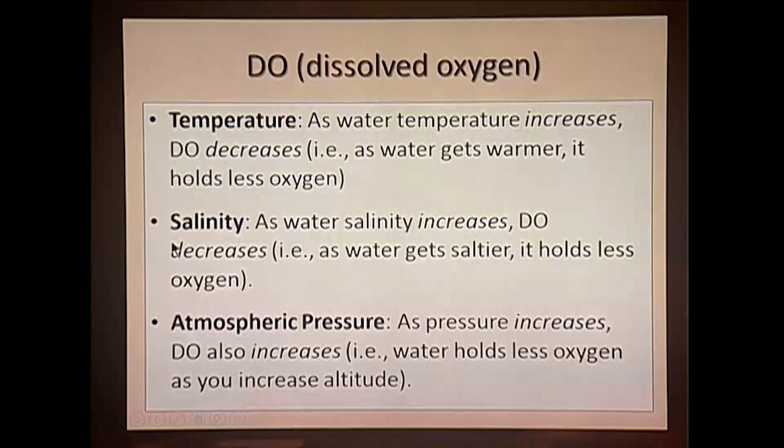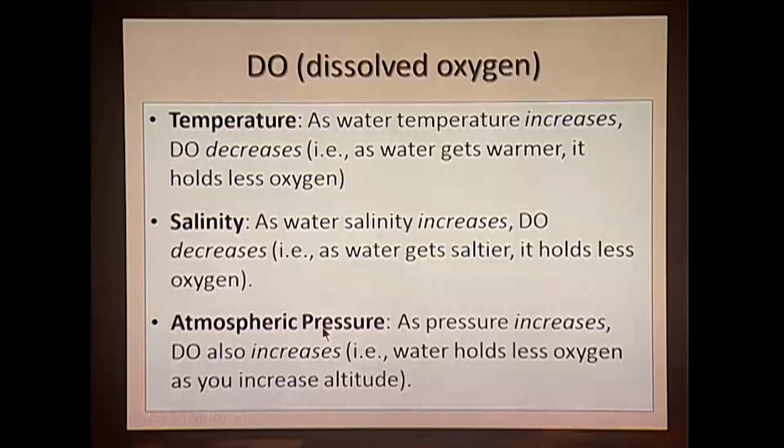The second most important factor is the salinity, the amount of salt present in water. If you have a high amount of salinity, that decreases the amount of dissolved oxygen present in water. And the third most important factor is the atmospheric pressure. As you keep on increasing the pressure, the dissolved oxygen also increases. That can be very well established when we see that at high altitude, the water holds less oxygen. So these three important factors determine the amount of dissolved oxygen that will be present in a water body.